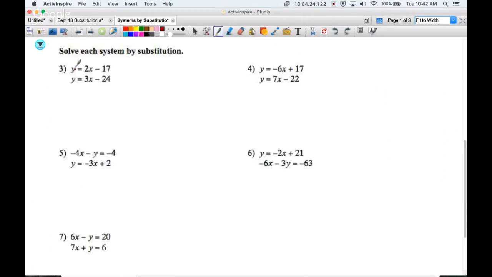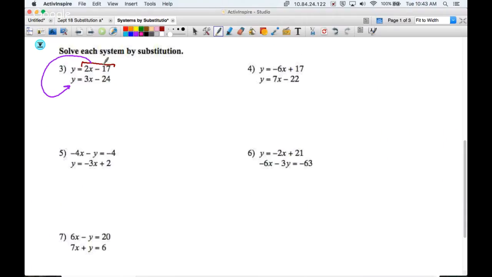What I need to recognize is that this first equation is already set equal to y. So this is already ready to go for substitution. The fact that the second equation is also set equal to y is just a little bit of a bonus. All we need is one equation set equal to y to be able to do the substitution. So I can use this expression for y to replace y in the second equation. Effectively, I'm just setting the two right-hand sides of these two equations equal to one another.